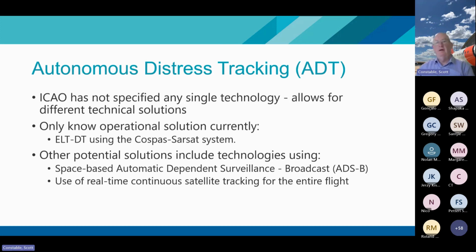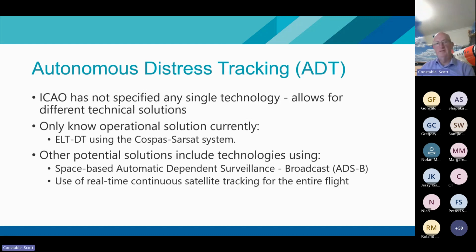So for ADT, ICAO has not specified any particular technical solution. As I said earlier, that's to allow industry to innovate and come up with any solution provided it meets the ICAO specifications. One solution that is now currently in operation is what's called the ELT-DT. As I mentioned earlier, ELTs have been around for years, and those in the aviation and search and rescue community will understand what an ELT is, an emergency locator transmitter.